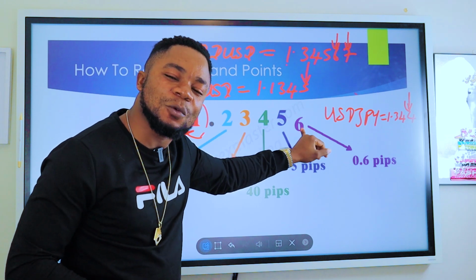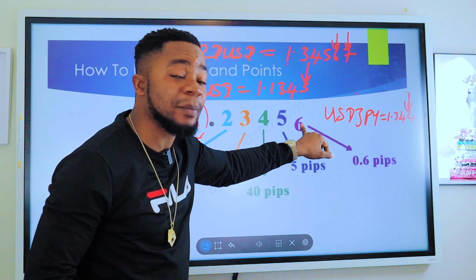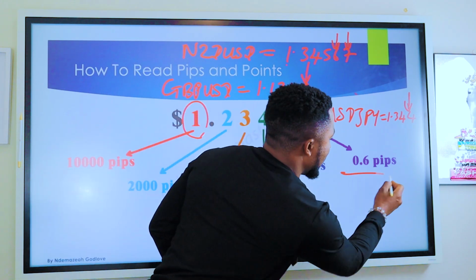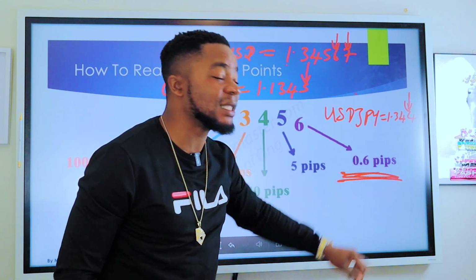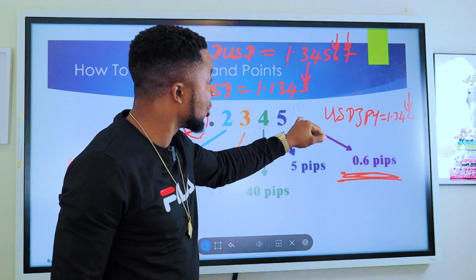So 6 points is equal to how many pips? Remember, a pip is 1/10 of a point. So you divide this by 10, you have the pips. If you divide 6 by 10, you have how many? Simple as that. If you divide 6 by 10, you have 0.6 pips. So that is the explanation of that.